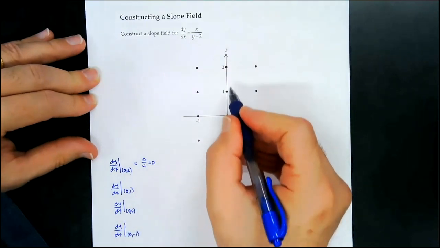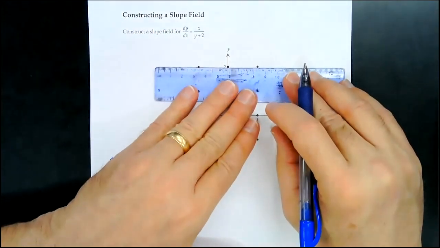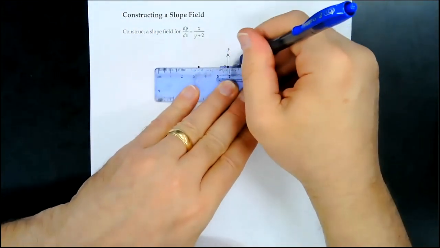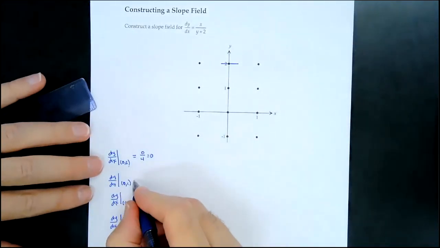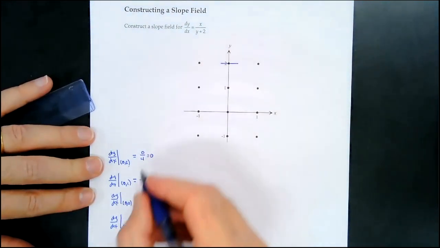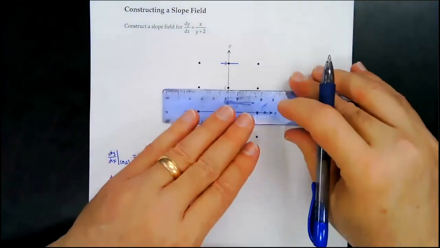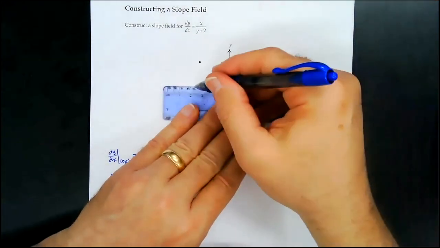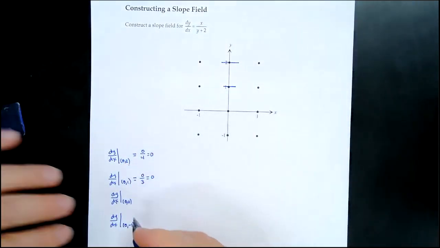So right here at (0, 2), we're going to draw a horizontal slope line. Just a really short one, like that. And then at (0, 1), the top is going to be 0, and the bottom is going to be 1 plus 2, which is 3. So that's going to be 0. So at (0, 1), it's going to be horizontal. I'm using these 2 lines or another point to help me draw it.